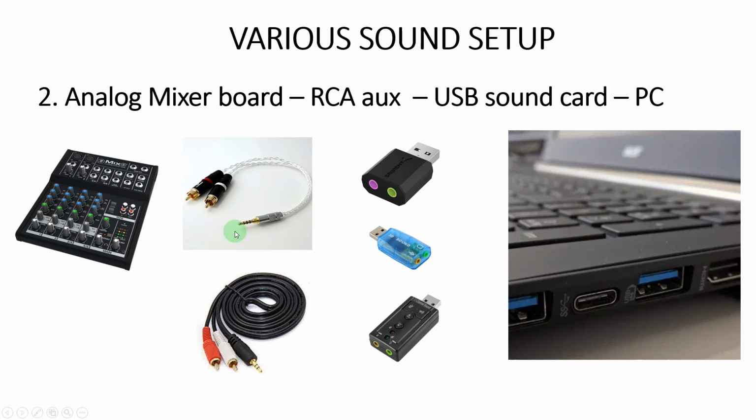So if you are using this setup, you can use any of these cables. This is the same thing: analog mixer board, RCA, aux, USB sound card. So you have a USB sound card. You are going to connect your RCA cable to the mixer board, pick the sound from the record out or the tape out from the mixer board, and then you connect it to the green side. You connect it to the yellow side or the pink side, which is the microphone, any of these that you are using.